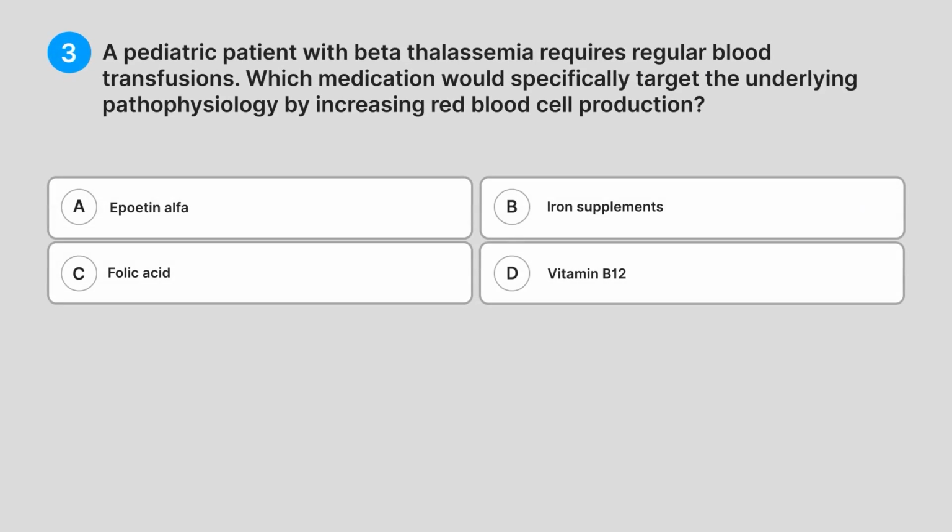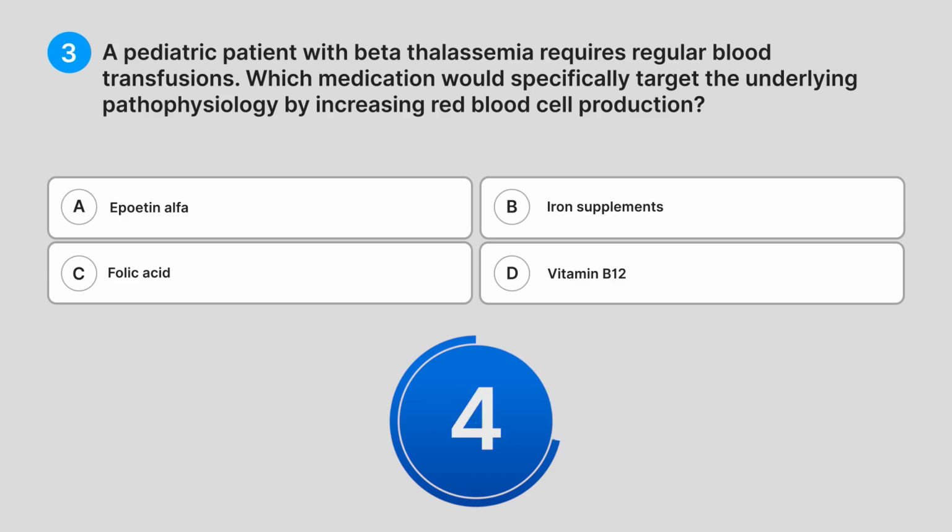3. A pediatric patient with beta thalassemia requires regular blood transfusions. Which medication would specifically target the underlying pathophysiology by increasing red blood cell production? A. Epoetin alfa, B. Iron supplements, C. Folic acid, D. Vitamin B12. Can you guess the answer?